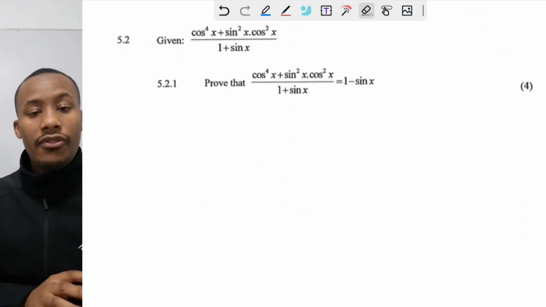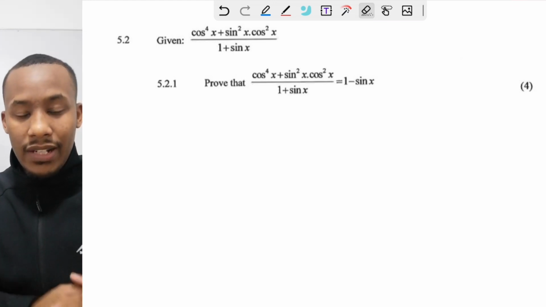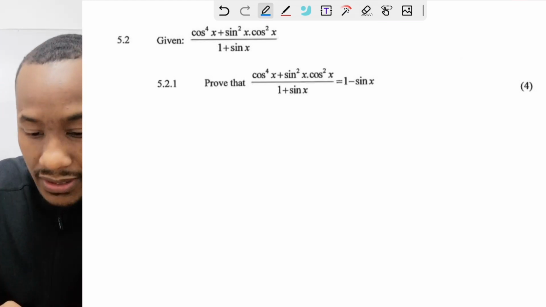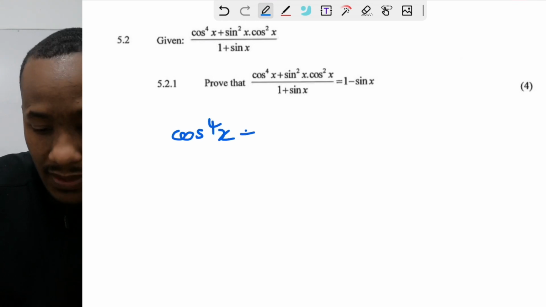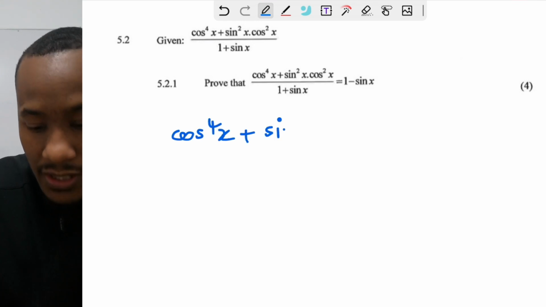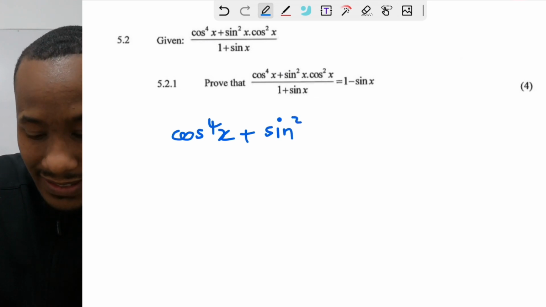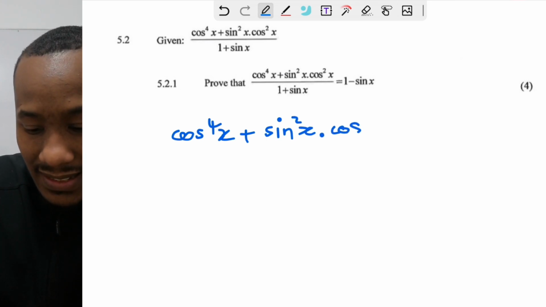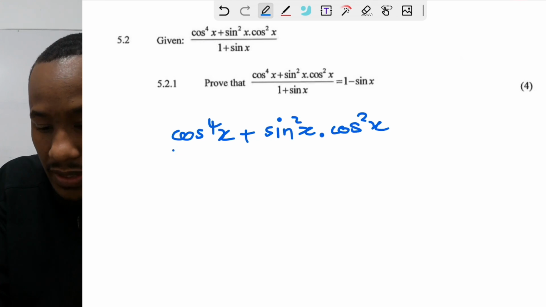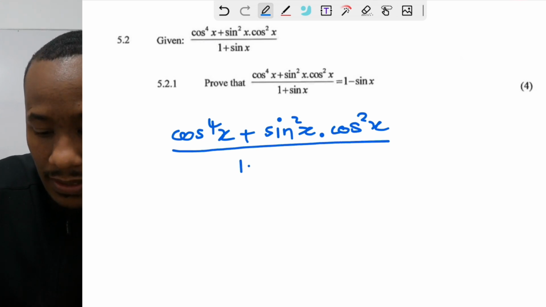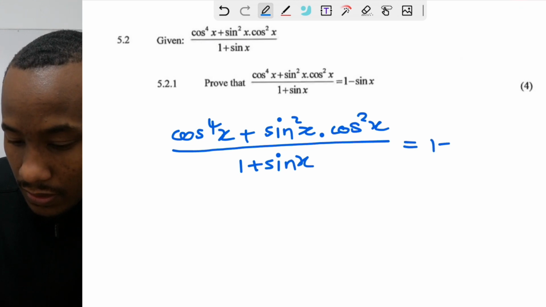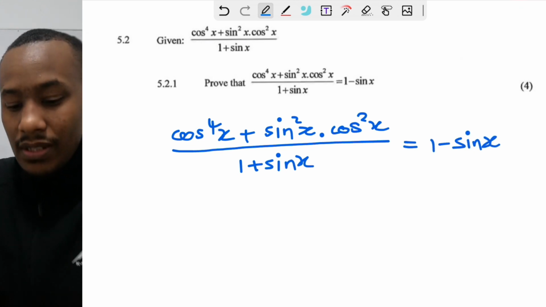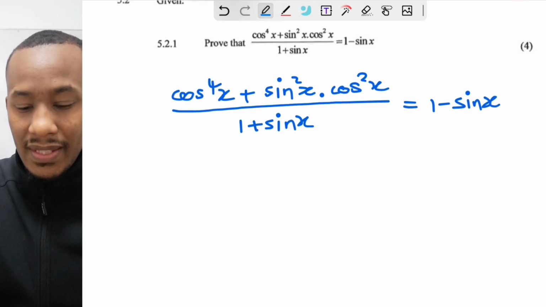Moving over to question 5.2. Okay, now this question might startle some of you, because you see cos to the power of 4. But in fact, this question is not too intimidating. Let me just write this all down. It maybe just appears to be that way.